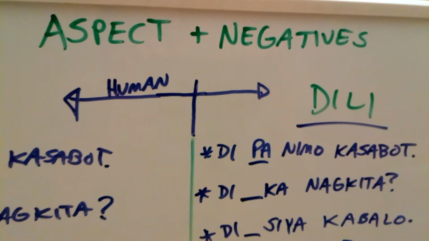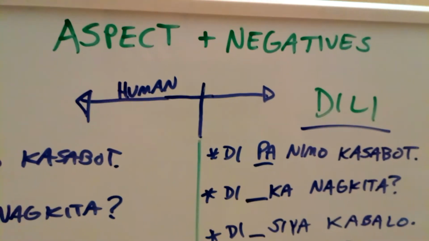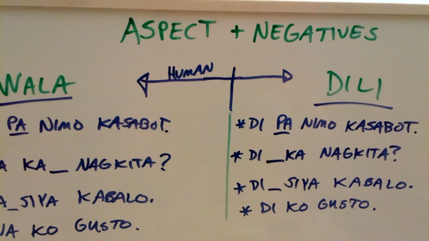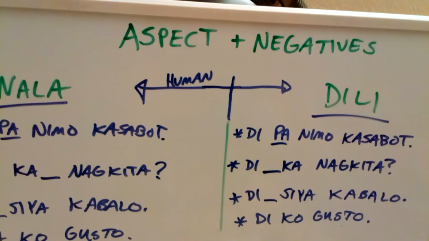So that's the aspect of negatives for these verbs. It's a weird concept. I have a hard time, but I hope this kind of made sense for you.